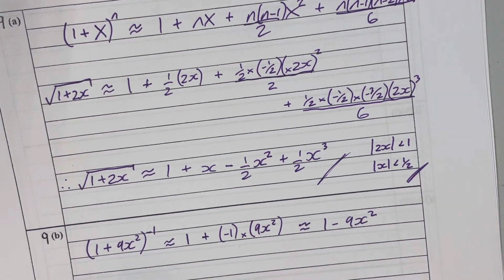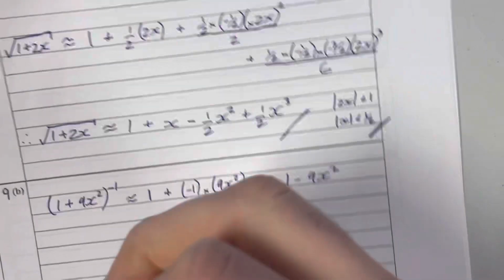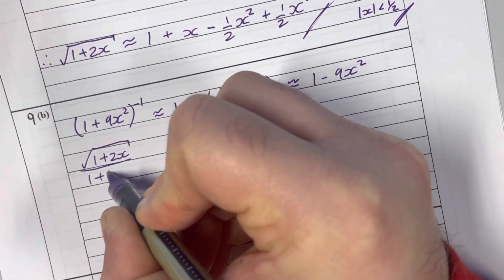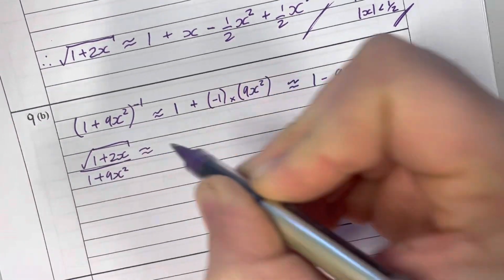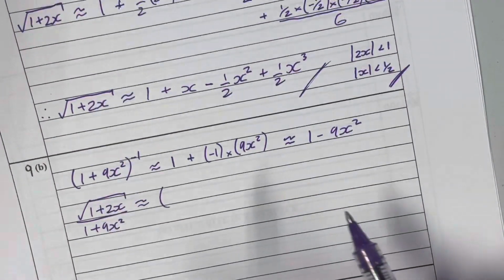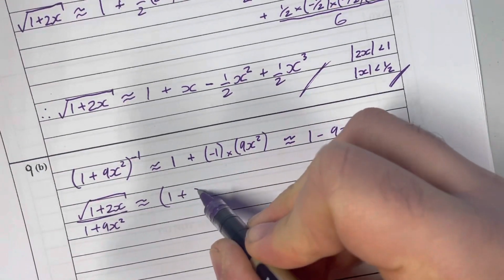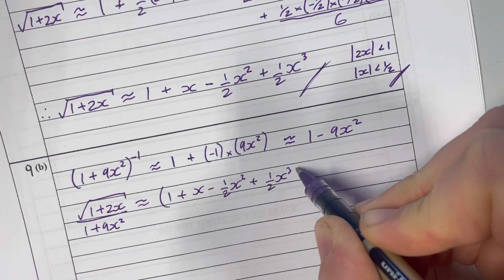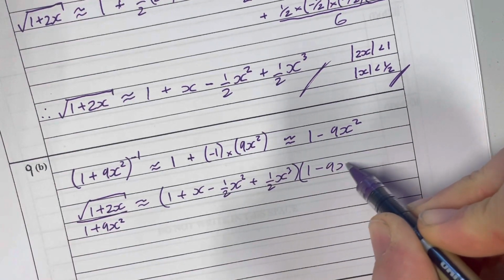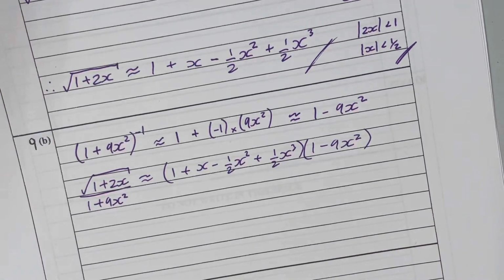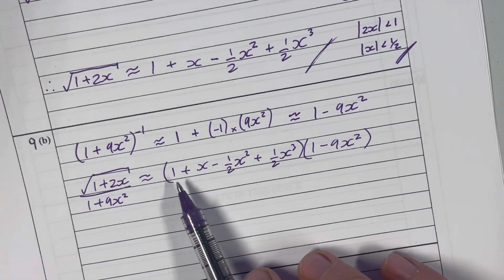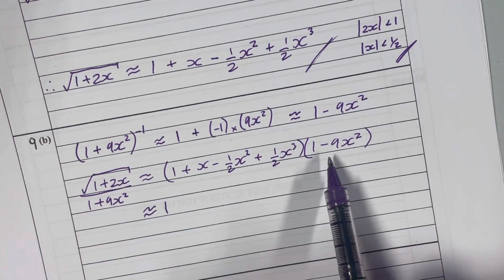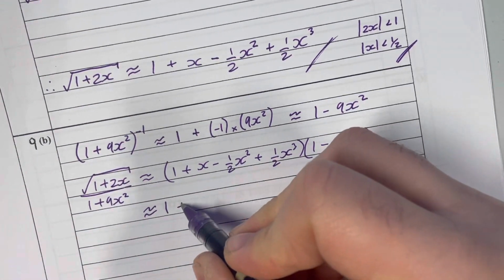And now I can say that this fraction in the question, 1 plus 2x all rooted, divided by 1 plus 9x squared, is going to be the product of these two. So it's 1 plus x minus a half x squared plus a half x cubed, times 1 minus 9x squared. To get the constant term, it's just the 1 times the 1, so that's a 1. The linear term has got to be the 1 times the x, so plus x.